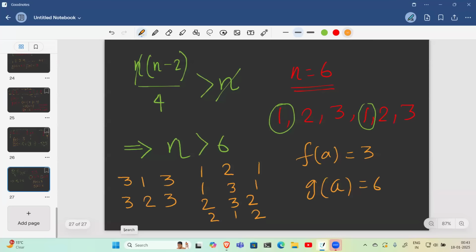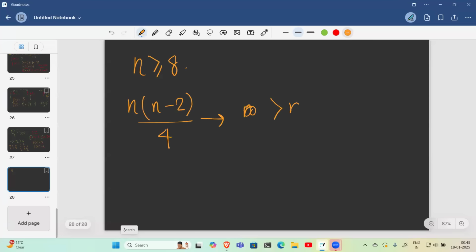Even if you have 7 as the test case, then using my test case, you write a 1, 2, 3, 1, 2, 3, and suppose you write an extra 4 here. Then also the value of g of a remains 6. But for test cases where n is greater than or equal to 8, I already have a solution where the value of g of a is n into n minus 2 by 4, and that would be greater than n. Because for this expression to exceed the value of n, I want the value of n greater than 7. So that means when n is greater than or equal to 8, my logic works.